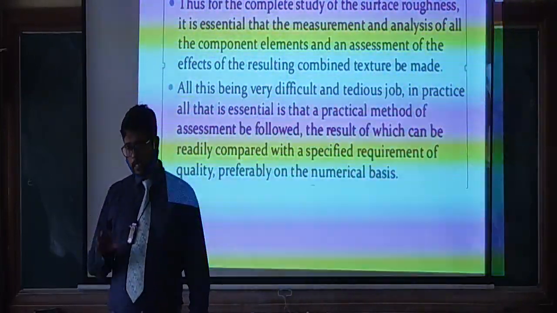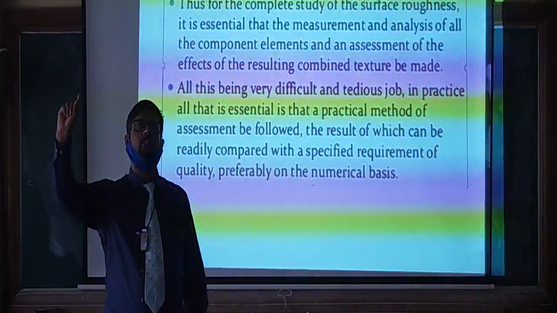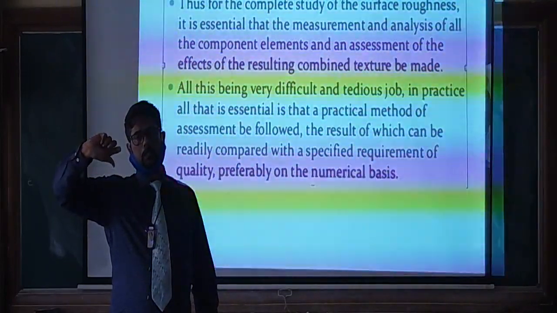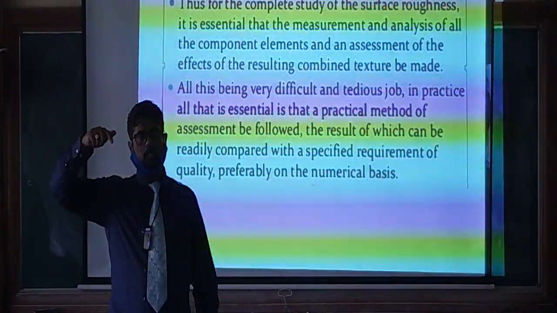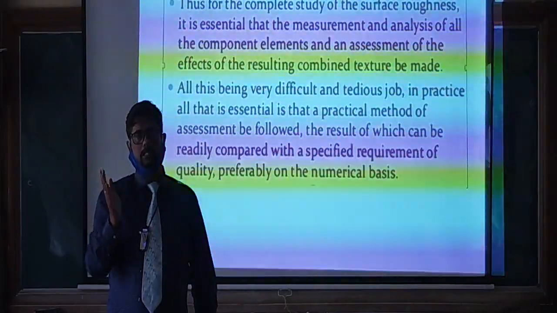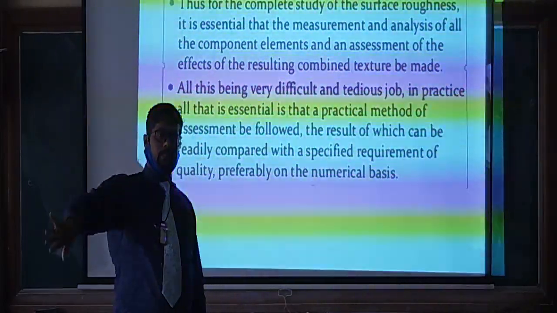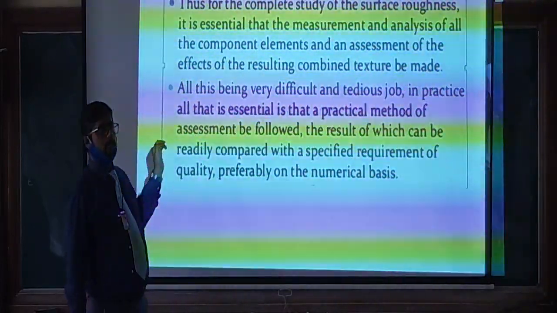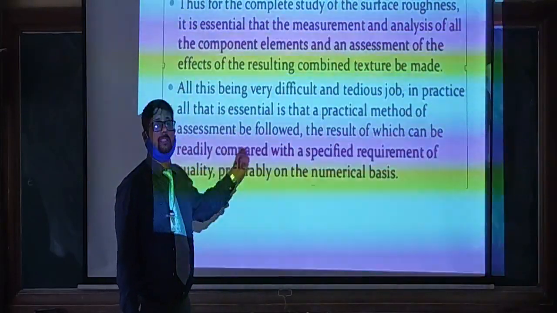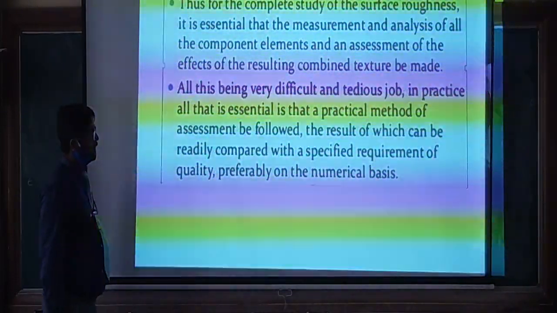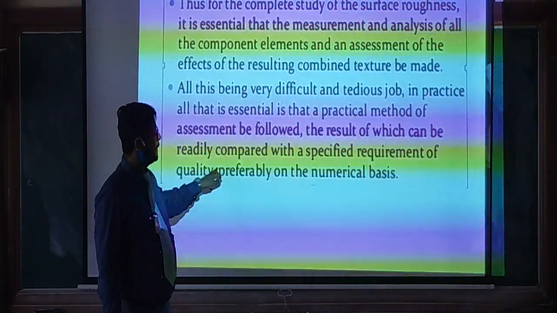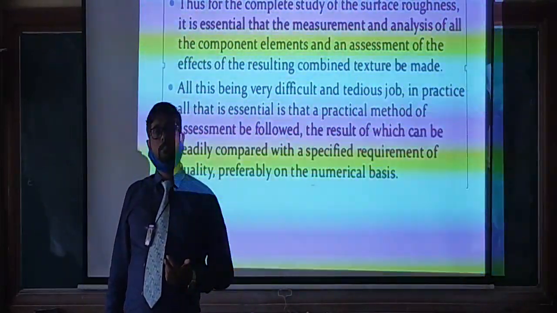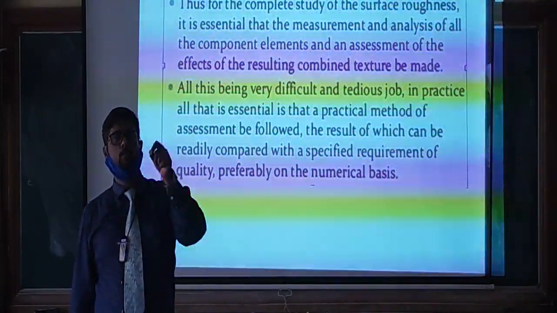For that particular cast iron, you have to use this type of insert, CNMG insert, for roughing and finishing operation. For a smooth finishing operation, or an Ra value less than 6.3 micrometer, you have to use a WNMG tool. So that is the practical method: which type of tool you are going to use to achieve that Ra value. The result can be readily compared with the specified quality requirement. Whatever quality is mentioned in the drawing, say Ra value 6.3 micrometer.